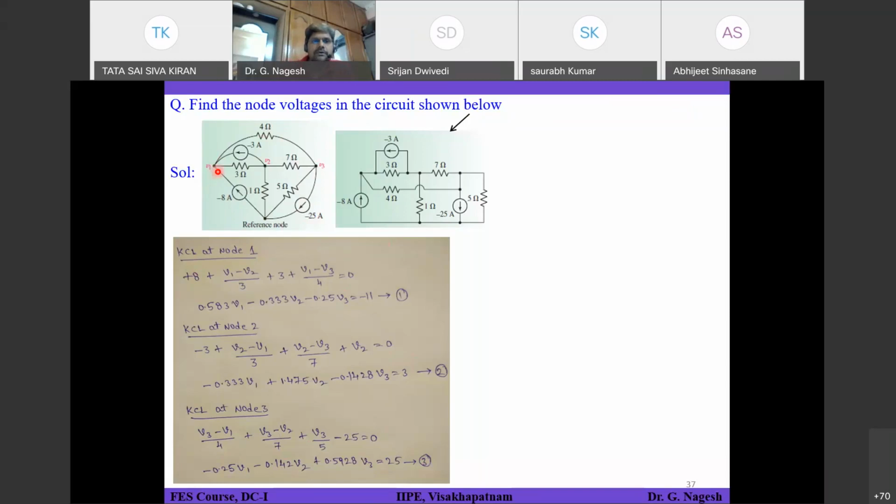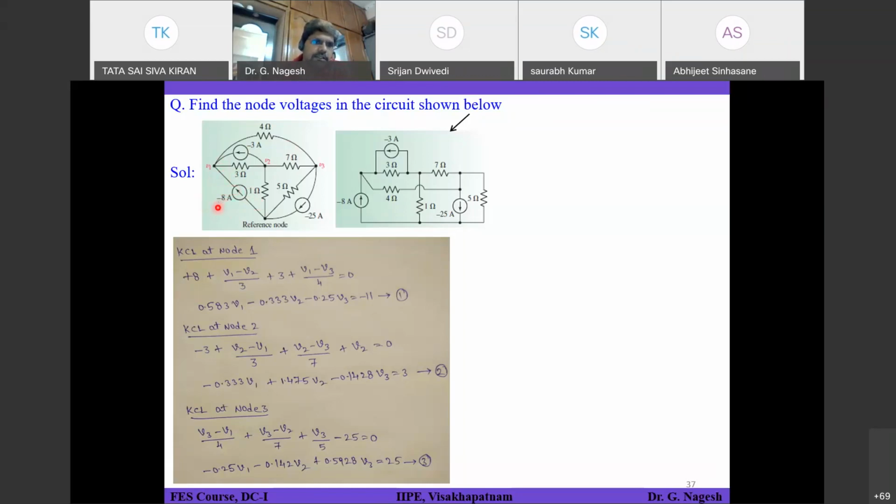So there are 4 branches connected here. I should get 4 terms. That means 4 currents will be flowing out of this particular node V1. Okay. So if you consider resistor, V1 minus V3 divided by 4 is one equation. V1 minus V2 divided by 3, that is current flowing out of node 1 to node 2. If you talk about this current source, it was already given the current direction is upwards. Okay. So current direction is upward means current flowing into node 1 is given as minus 8 amperes.